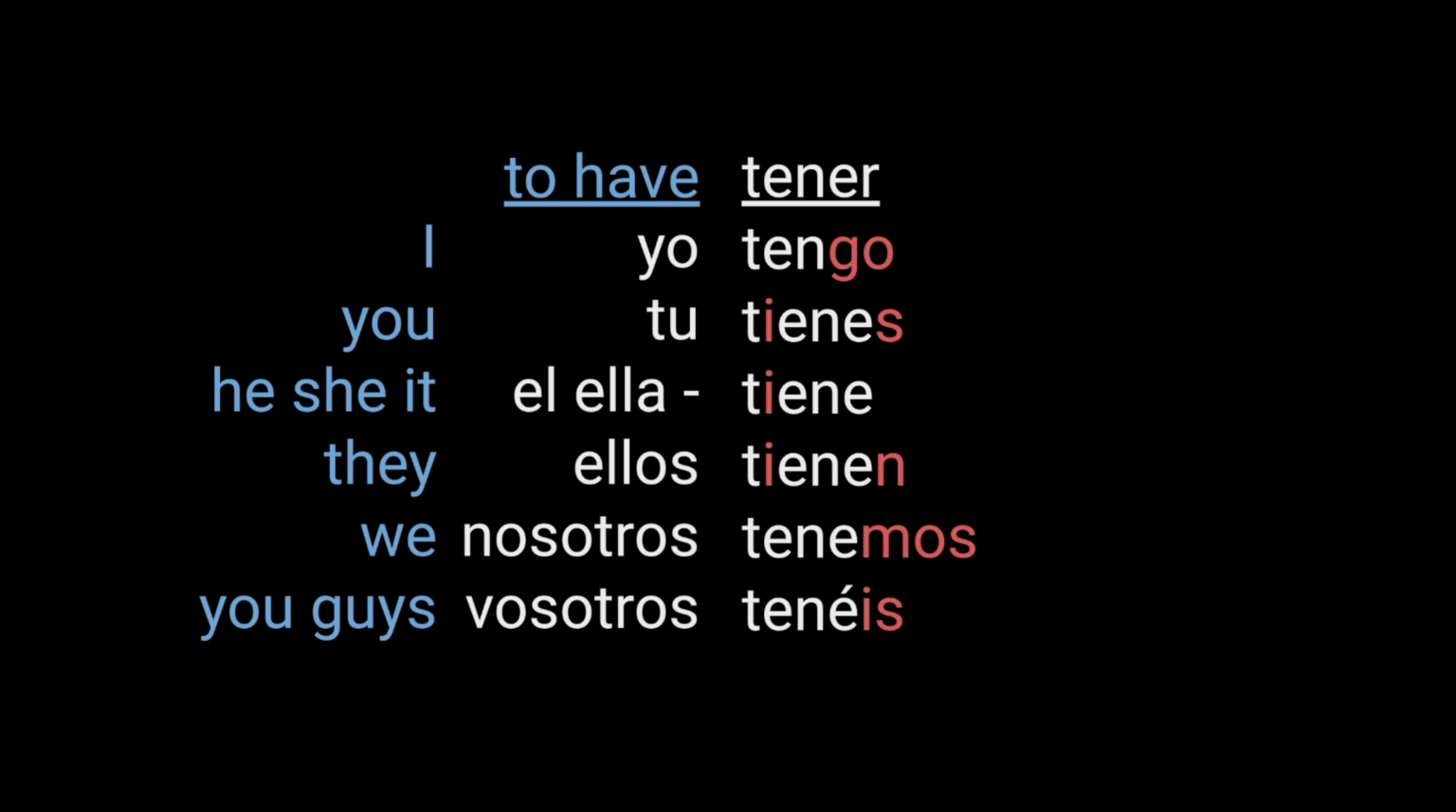Look carefully at the patterns in red because the word endings are generally the same. So if it ends in O, it's I have. If it ends in S, it's you have. If it ends in an N, it's they. So that N signifies they. If it ends in mos, it signifies we. And that's how you can tell quite easily once you remember those verb endings.